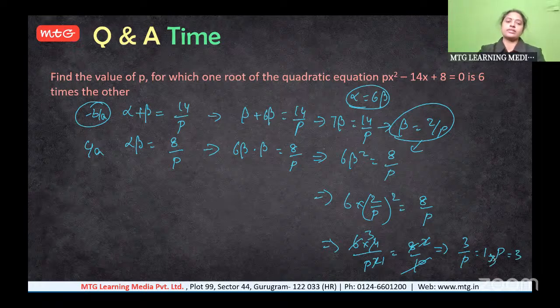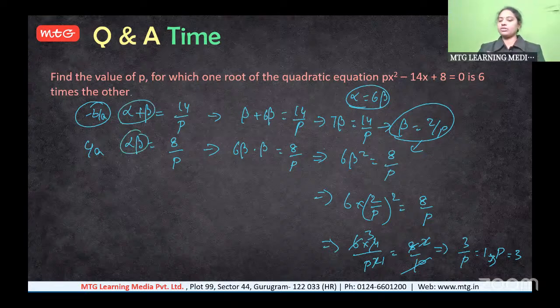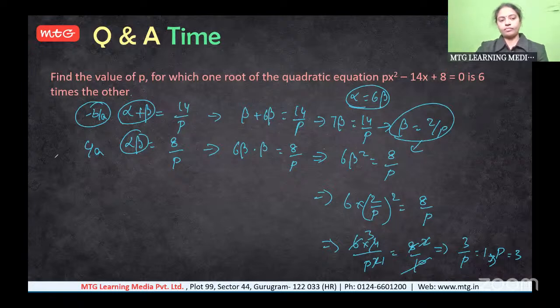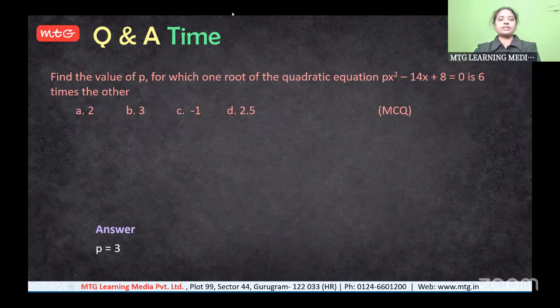This is how you solve this. Why am I using this alpha beta method? Because the question says that one root is 6 times of the other. जब आपको एक रूट को दूसरे रूट के साथ रिलेट करनी है तो ऑब्वियसली आपको सम ऑफ रूट्स और प्रोडक्ट ऑफ रूट्स का कॉन्सेप्ट ही यूज करना. So that is what I have used here. So here you have options also. This is an MCQ question. So as usual, as all your answers are right, it is option B.